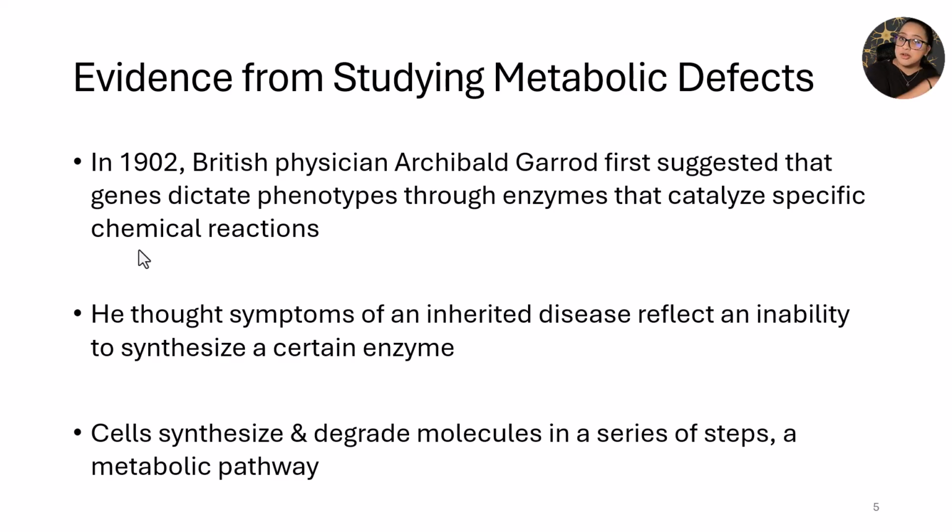If you remember, back in lecture 2 or 3, we talked about enzymes and how they're proteins that catalyze specific chemical reactions, and you had that lab activity with the lactase enzyme. Each enzyme is in charge of catalyzing one specific chemical reaction. And so he thought symptoms of an inherited disease reflect an inability to make a certain enzyme. So, okay, this disease is because they can't make this one enzyme.